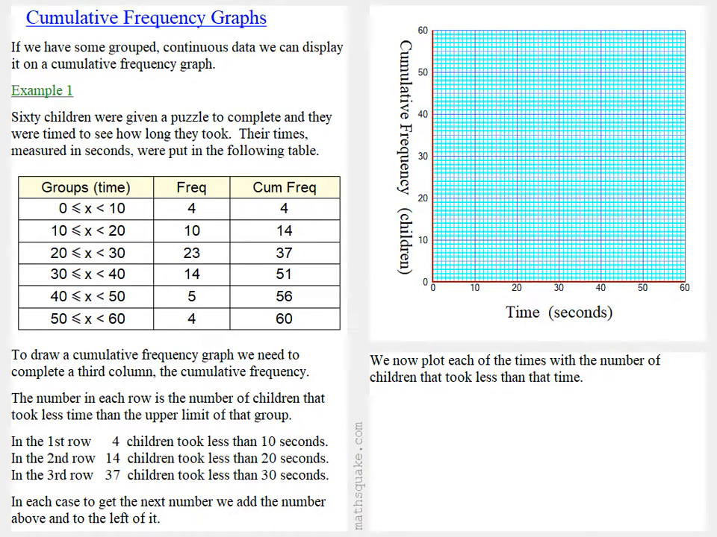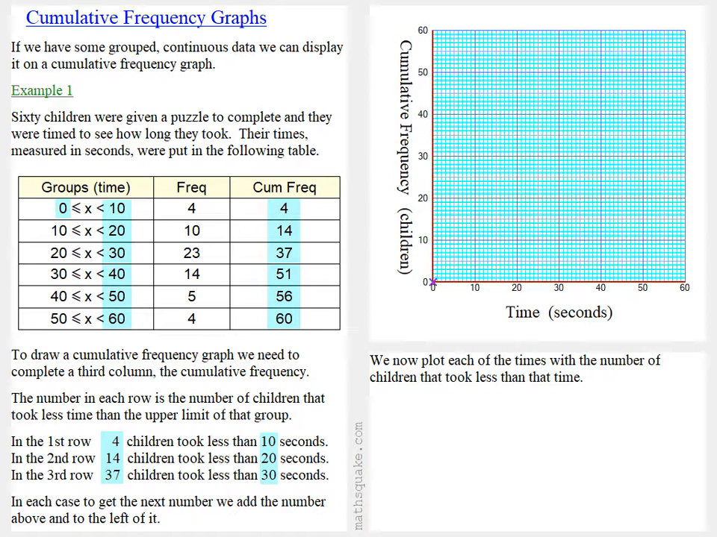We plot each of the times with the number of children who took less than that time. If we look back to the column labelled groups, we see there are 6 rows, but there are actually 7 different numbers in that column, starting with 0 and then 10, 20, 30, 40, 50 and 60. So we're going to plot 7 points starting at 0. Now there were no children with a time less than 0, so the first point we plot is 0, 0.